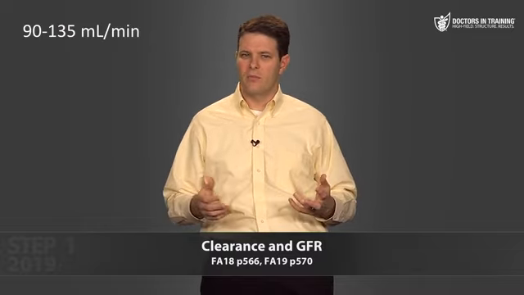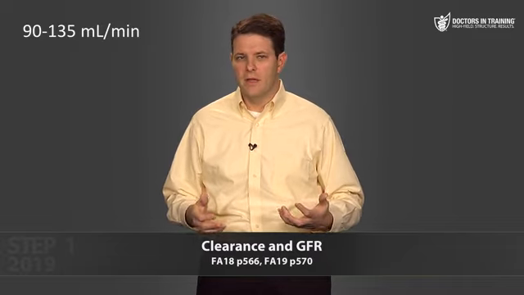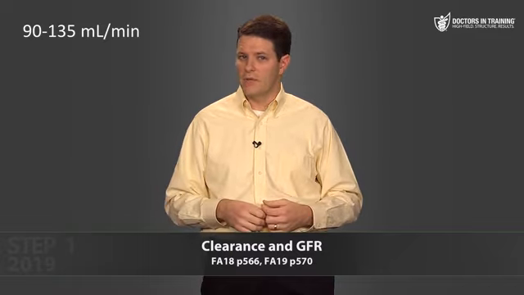So GFR is similar to clearance. It uses the same units, volume per unit time. And then just for reference, a normal GFR is around 90 to 135 milliliters per minute. I usually just remember 100. Then when we estimate GFR, if the patient's estimated GFR is, say, 50 milliliters per minute, then I know that the patient's GFR is about 50% of normal and that the kidneys are shutting down.